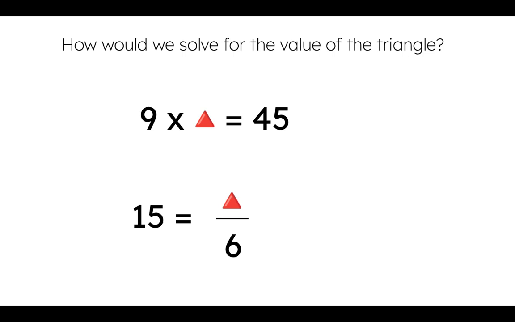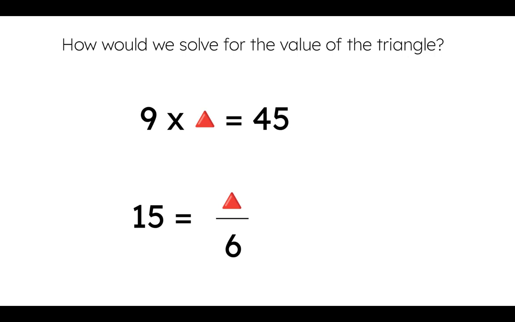I know that the first one, right away you'd be able to see it and go, 9 times 5 is 45. But I want you to think back, what would we have done to get that answer if it was more complex? We would have done 45 divided by 9 gives us this triangle. 15 equals triangle over 6. Okay, that one's a little bit harder to visualize.